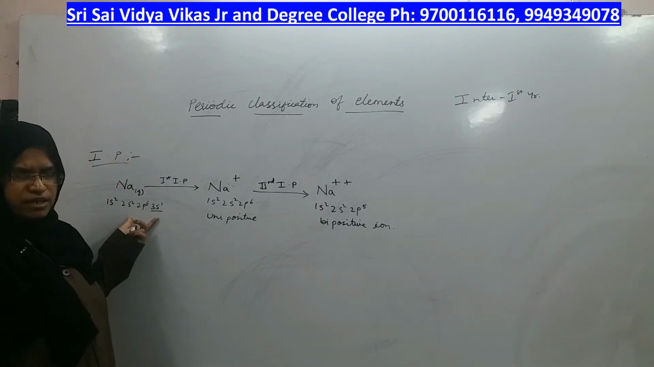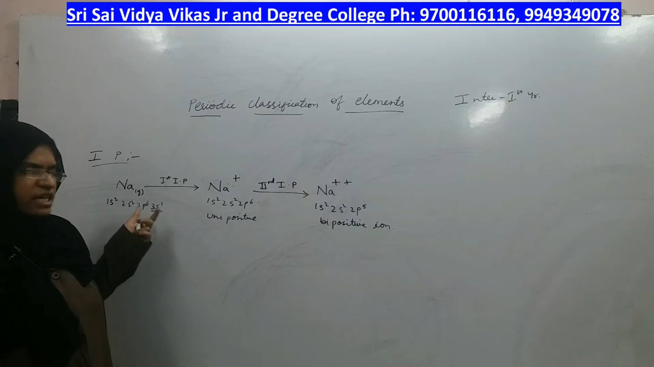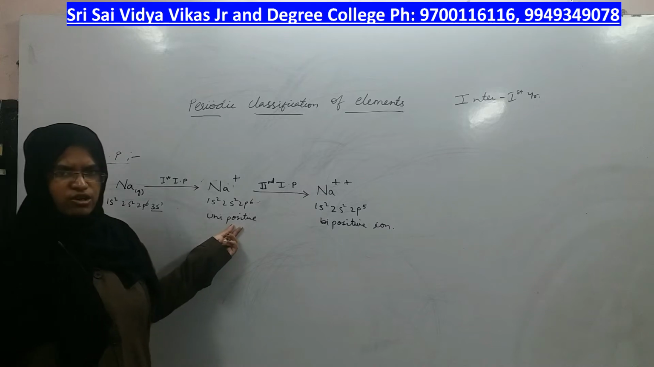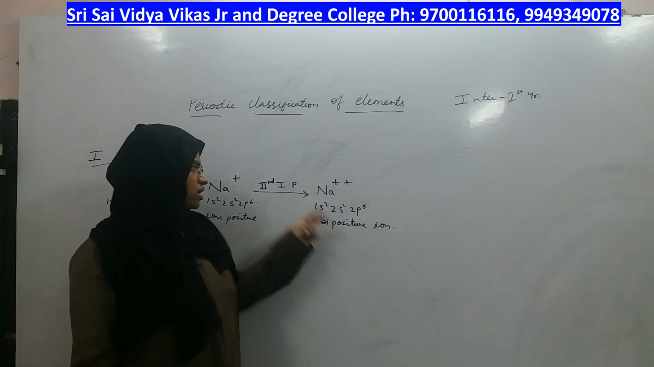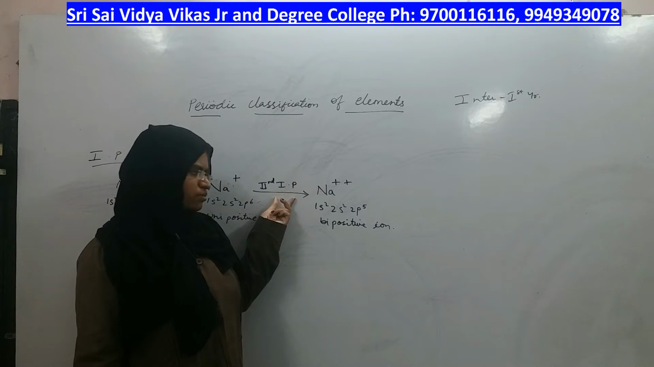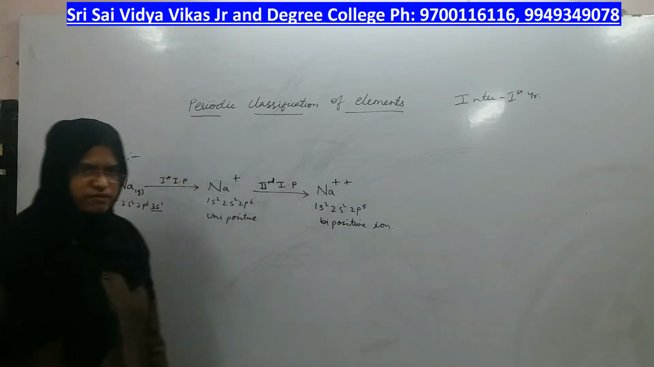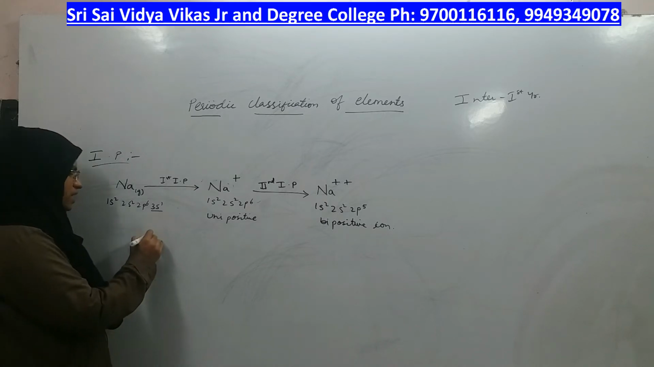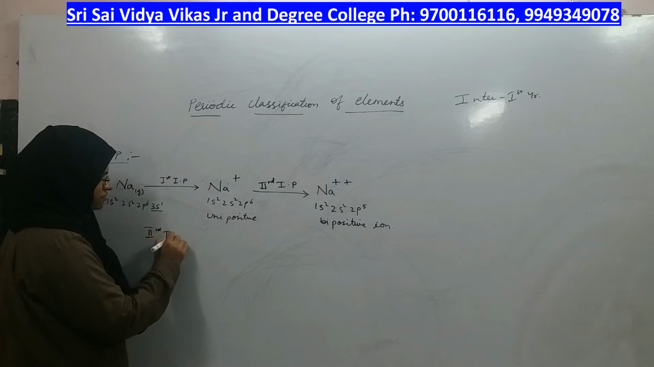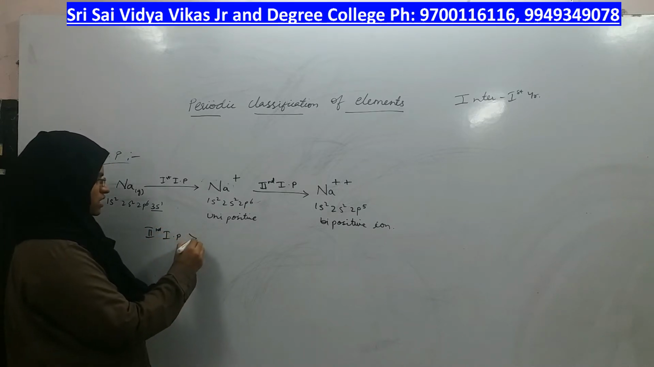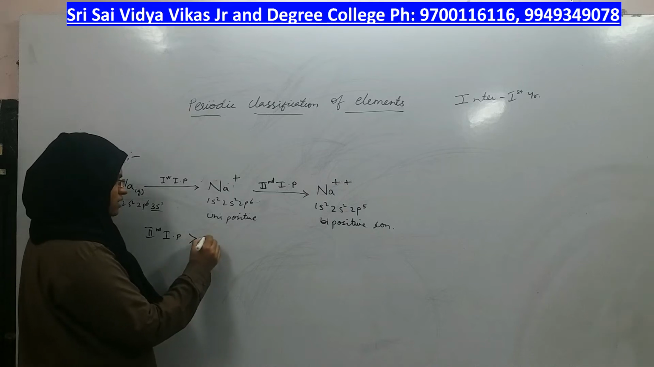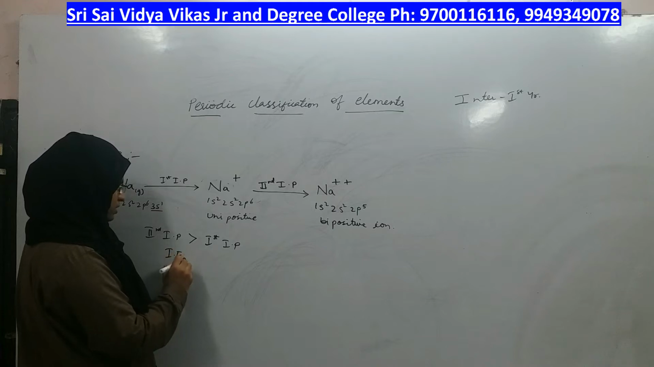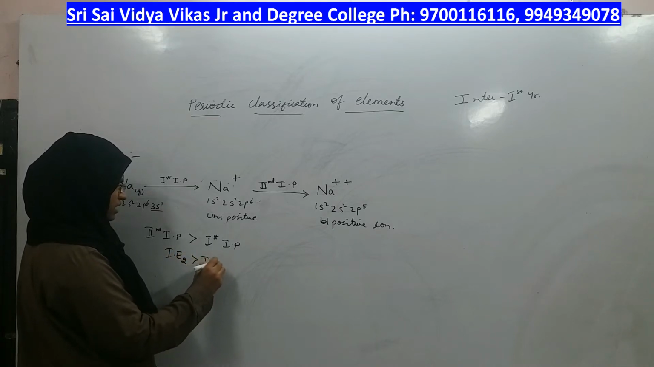From a neutral atom, if you remove one electron, the energy used is the first ionization potential. From a unipositive ion, if you want to remove one more electron, the energy used is called the second ionization potential, and the ion you get is a bipositive ion. Now, generally for any element, its second ionization potential or second ionization energy will always be higher than the first ionization potential, that is, IE2 is always greater than IE1.